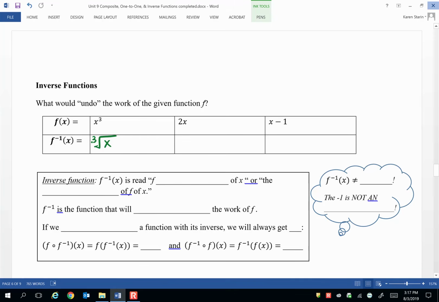So for example, let's use an actual value. What's 2 cubed? It's 8. If we want to take the cube root of 8, we get back 2.